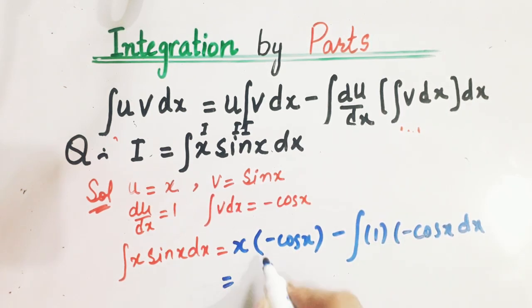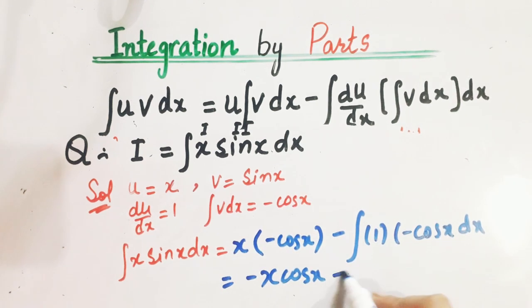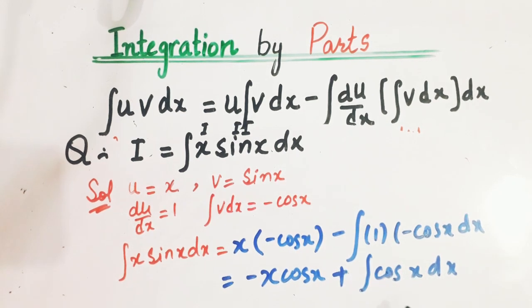Now in the next step, the minus will be multiplied with this plus and we get minus x cos of x. Minus minus will be plus, the integral of cos of x dx. Now we will integrate cos x, that will be equal to sin x. So we will write the final answer: minus x cos of x, and the integration of cos of x will be positive sin of x. So this will be the answer. Now we will solve another example.